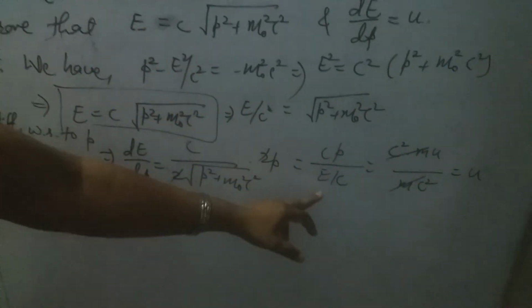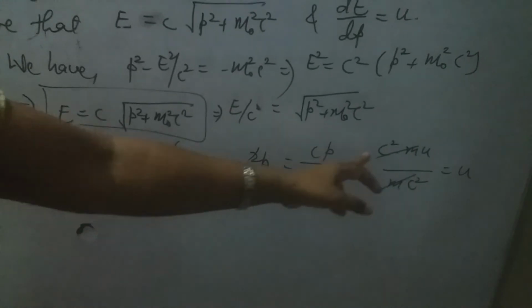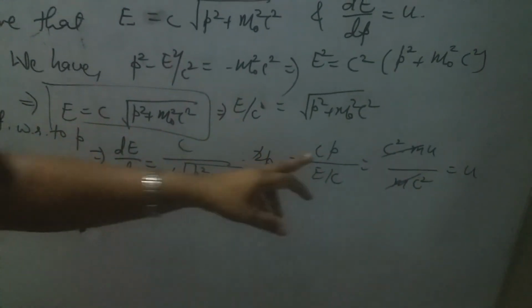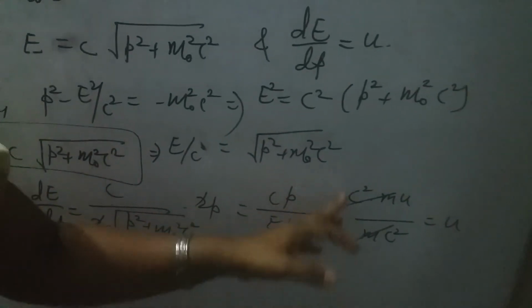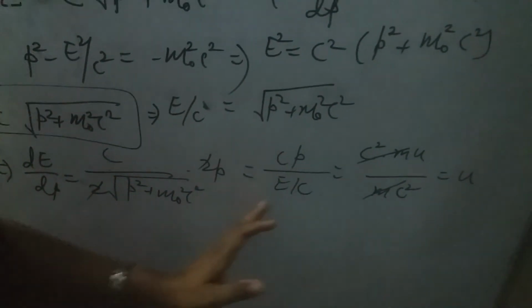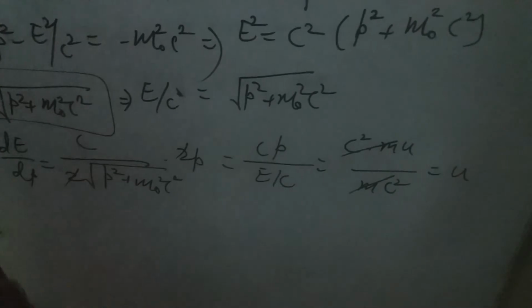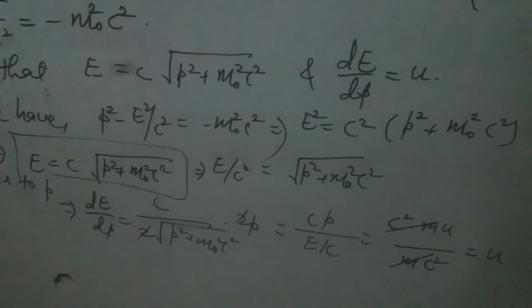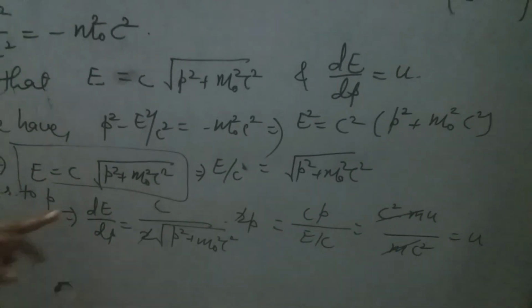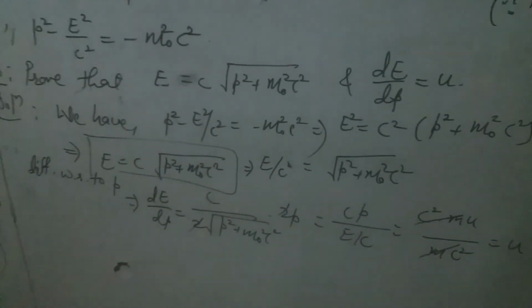So we substitute it, and we will get c square p upon E. But p is mass into velocity, that is m into u, and E is m c square. So substituting values of p and E, we are left with the term only u, which is the velocity of the particle or speed of the particle. Thus we have dE by dp equal to u. So here this topic has been completed.